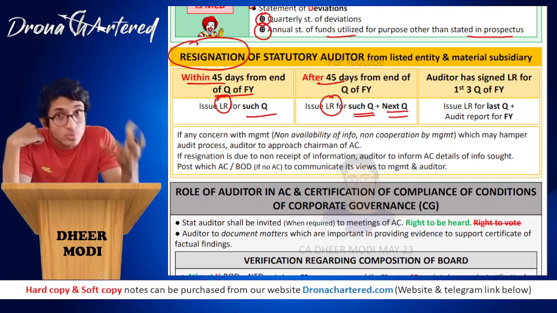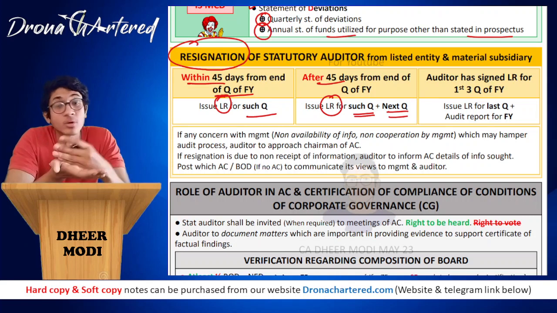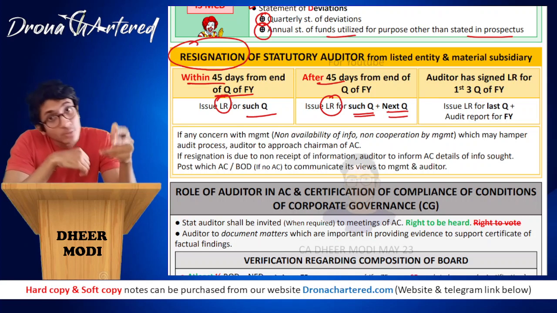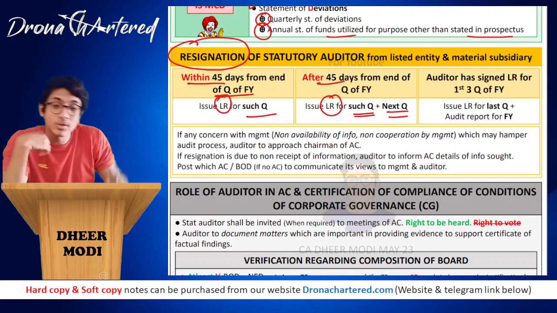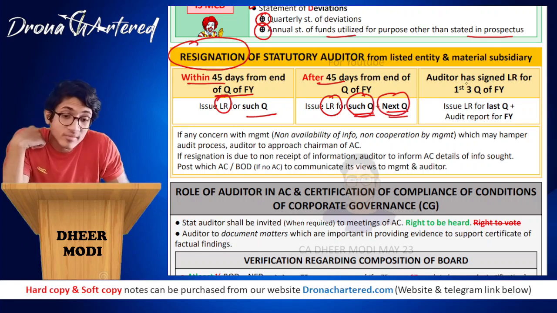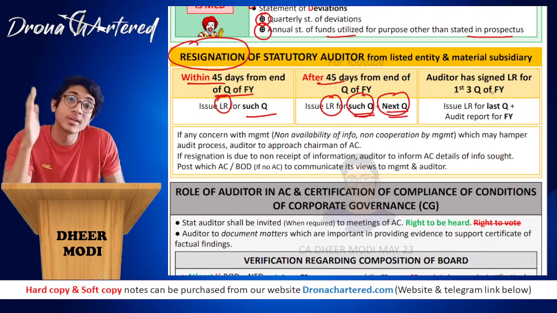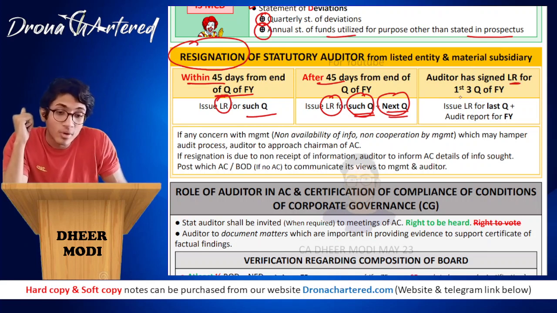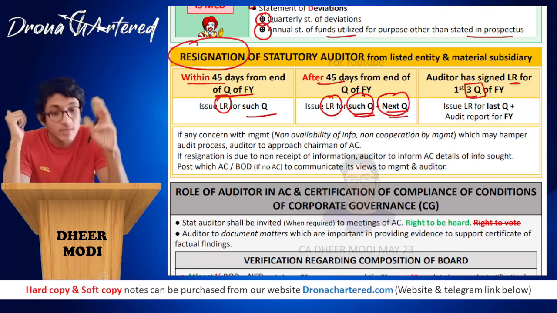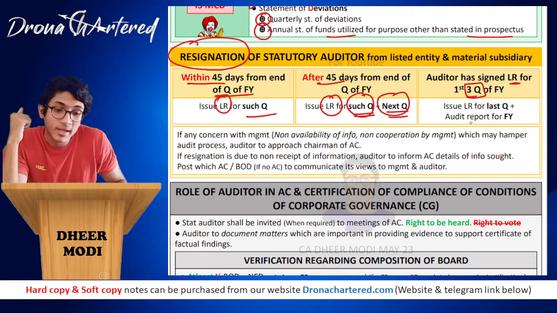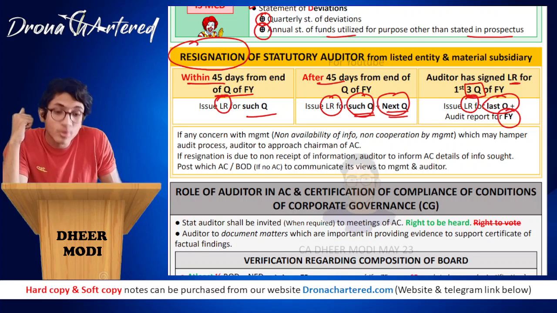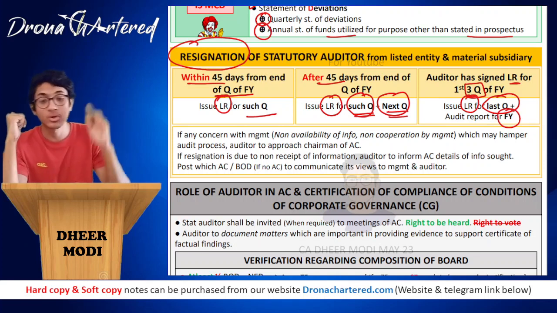That means, boss, since you took more than 45 days, that means already 1.5 months has passed since my last quarter got over. So therefore you have to issue a report for the last quarter as well as for the next quarter. Therefore it is such quarter and next quarter both. And if the auditor has signed your limited review for the first 3 quarters of the financial year, then even though he has resigned, he still has to issue limited review for the last quarter and the audit report for the financial year. He has to issue both of them.